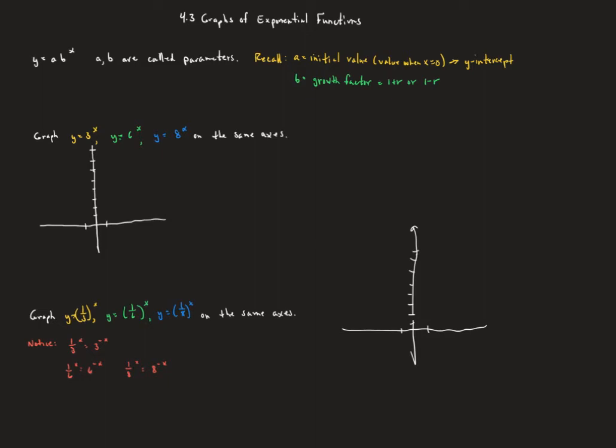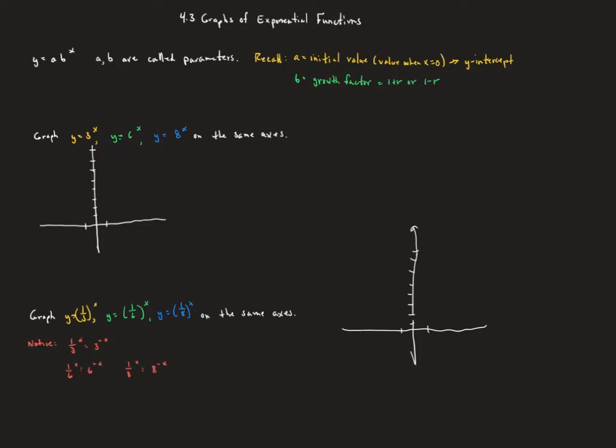So in section 4.3, we're going to talk about graphing exponential functions. What we mean by exponential, again, is anything in the form y equals a times b to the x. The a and b are called parameters. The x and y are the variables. That just means the a and b may change from one problem to the next, but within the problem they stay fixed, whereas x and y are free to be whatever they can be.